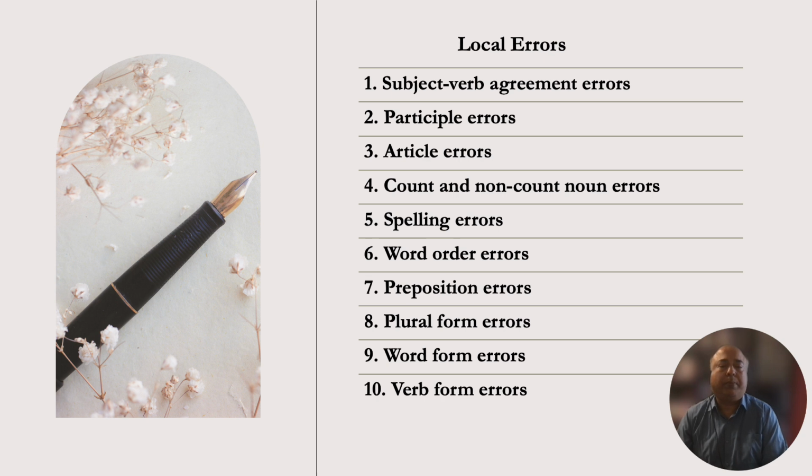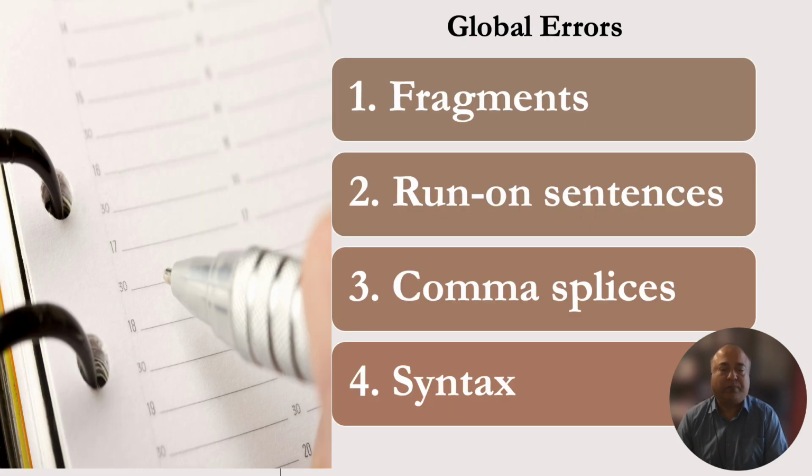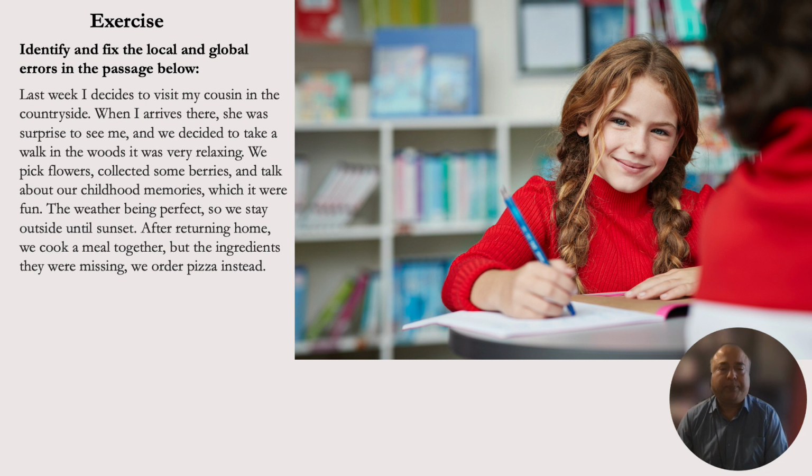If you do not remember all of them, I suggest that you go back and start from the beginning and make sure that you are familiar with all of these local errors. Then you will be able to avoid them when you write. We also learned 4 types of global errors: fragments, run-on sentences, comma splices, and syntax errors. Okay, so as we usually end, I have pretty much given you both correct and incorrect forms, right, of sentences with these errors.